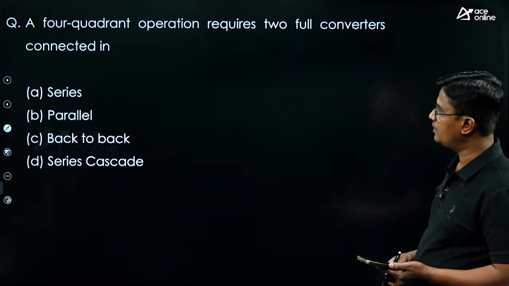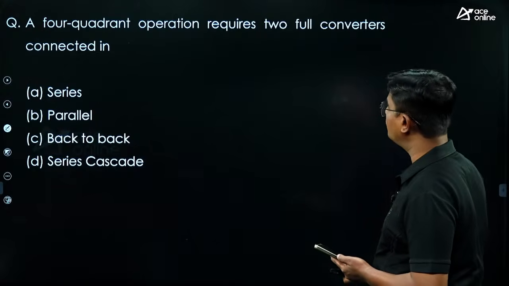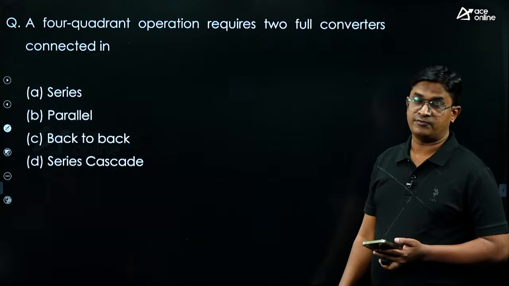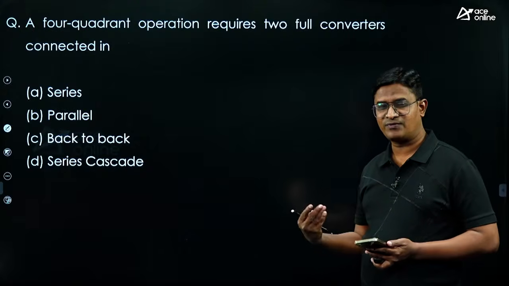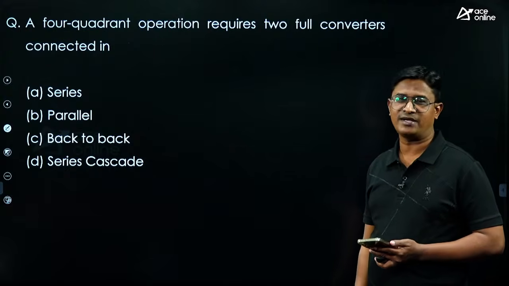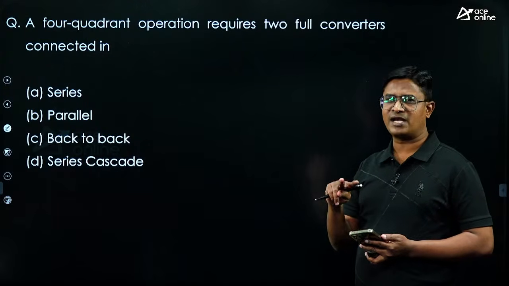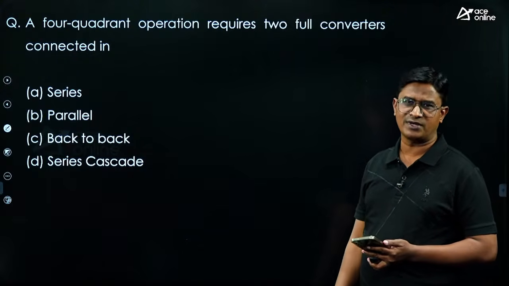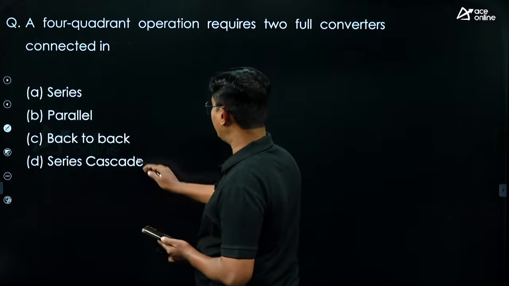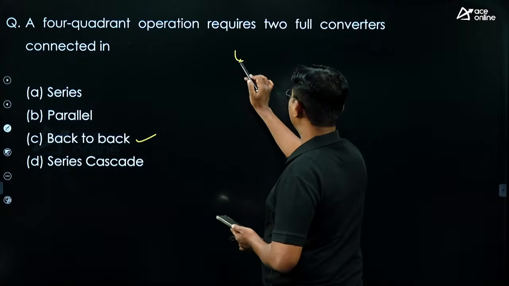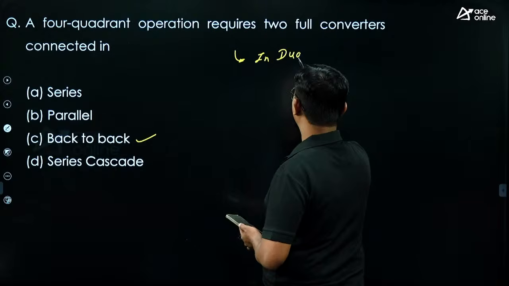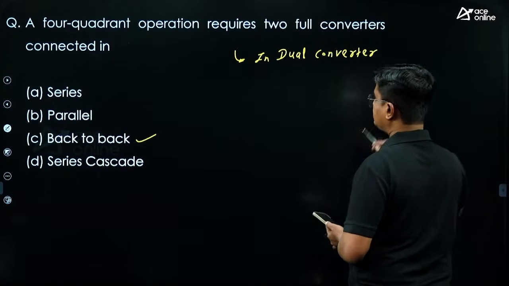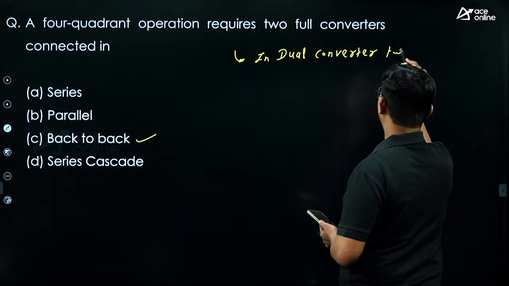Next, a 4-quadrant operation requires 2 full converters connected in... For 4-quadrant operation, which converter is used? Dual converter. Dual converter means it is the anti-parallel connection of 2 full converters, or it is also known as back-to-back connection of 2 full converters. So here, back-to-back connection. In dual converter, two full converters.